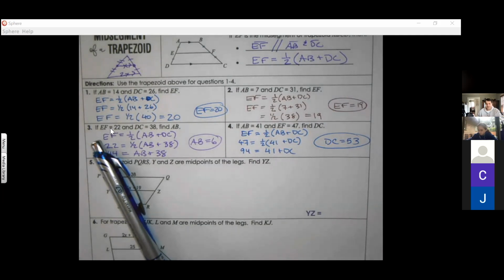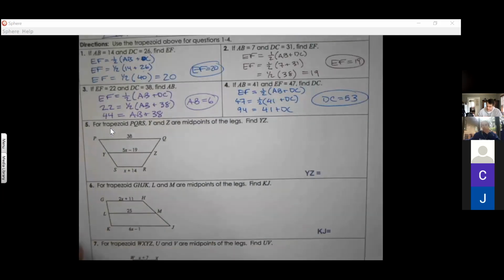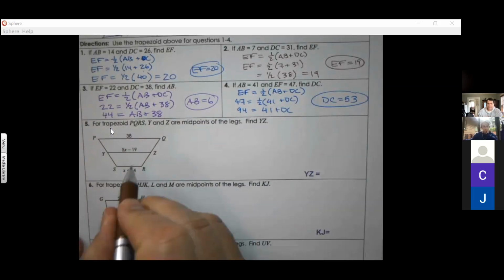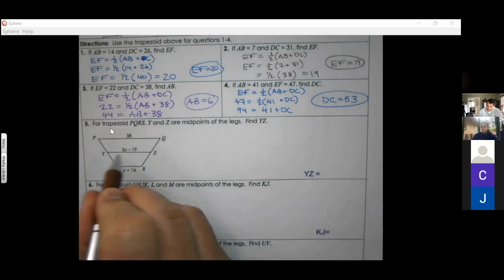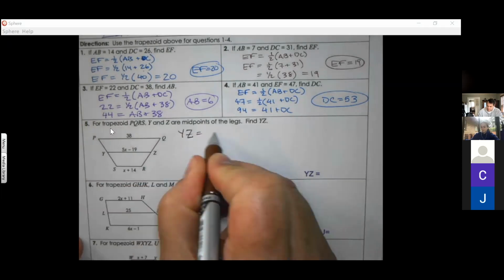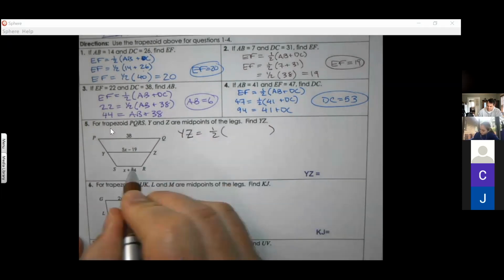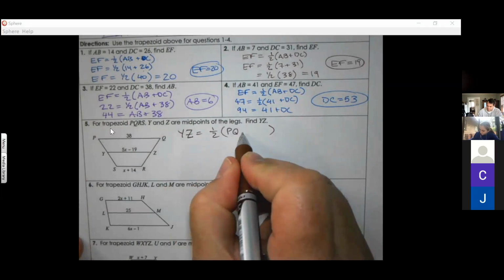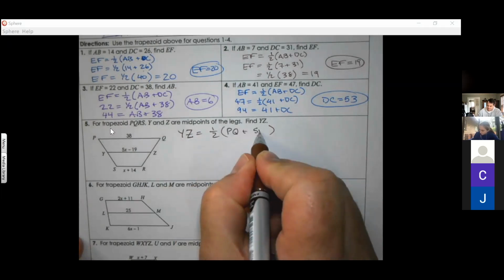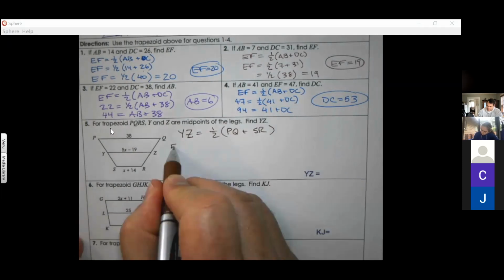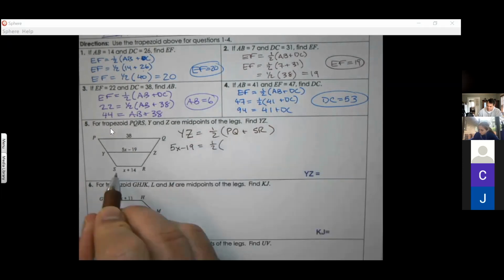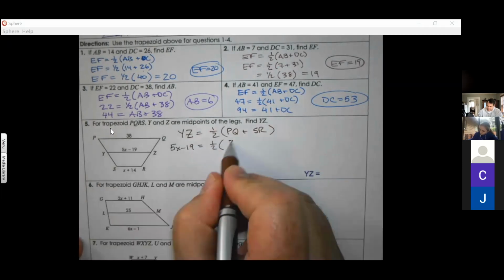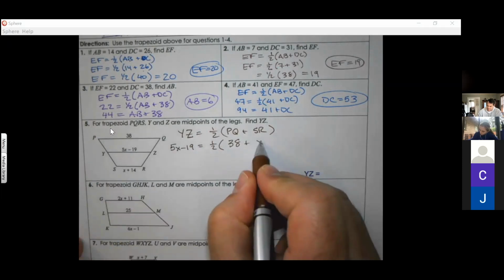So the next step would be using algebraic expressions, but it begins the same way. Again, I strongly recommend that you write out the equation with variables first. It's the mid-segment, YZ, equals 1/2 of the top and the bottom. And the order of those doesn't really matter. And then we substitute. YZ is 5x minus 19. PQ is 38. SR is x plus 14.